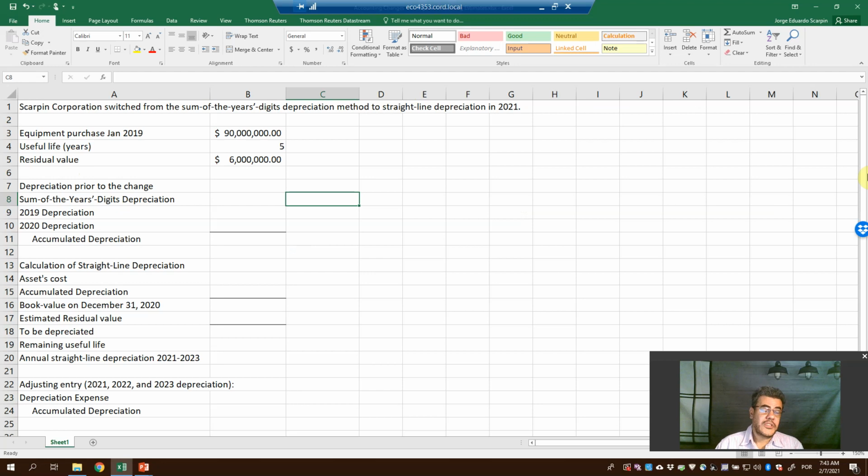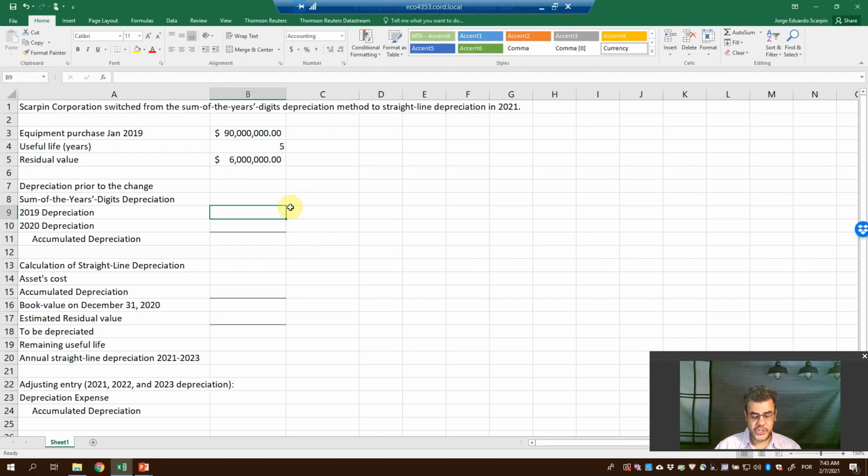So Skype Incorporation switched from the sum of the years digits depreciation method to straight line method in 2021. So what is our data? Equipment purchased January 2019, so 2 years of usage. $90 million. Useful life, 5 years. Residual value, $6 million. So let's see what we have.